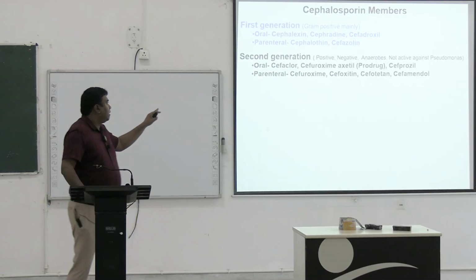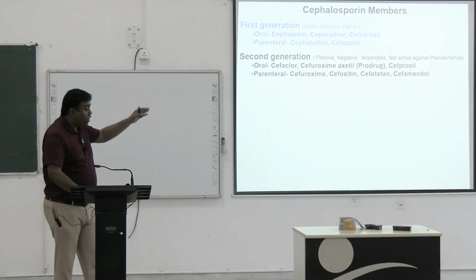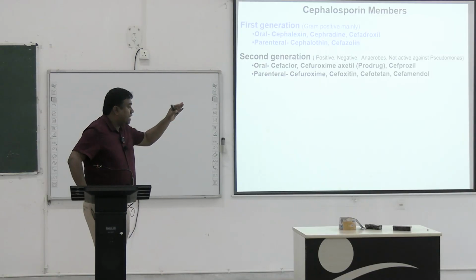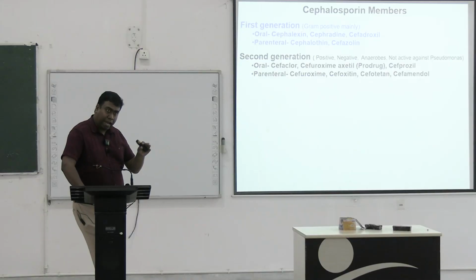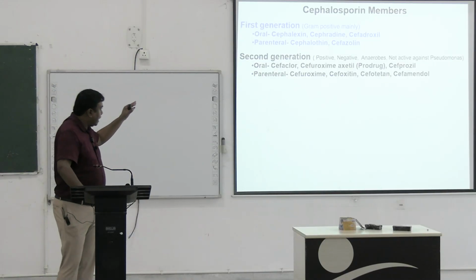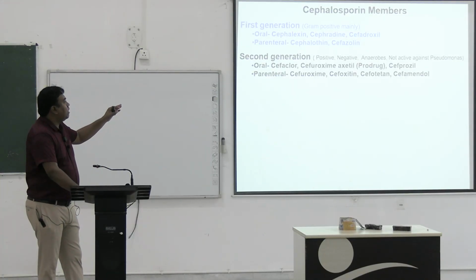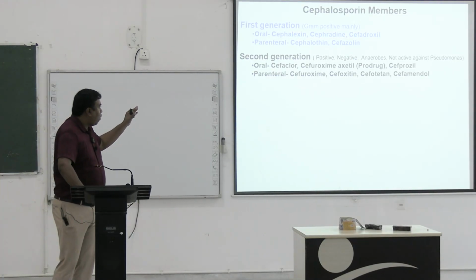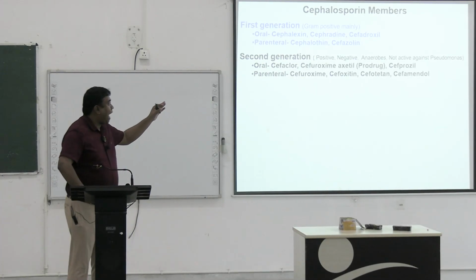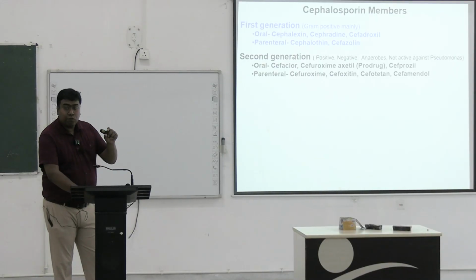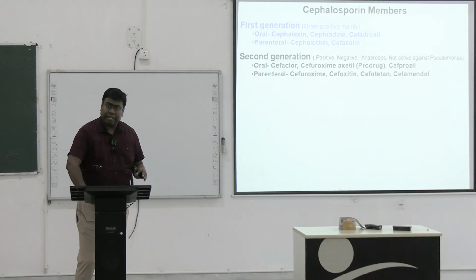Second generation, they cover gram-positive, gram-negative, anaerobes, not against pseudomonas. Now, they are also oral and parenteral. Cefuroxime, cefamandole, these are all parenteral. And another thing is the product, cefuroxime axetil. Cefuroxime axetil, you have to remember, axetil is a prodrug and it is for the second generation.